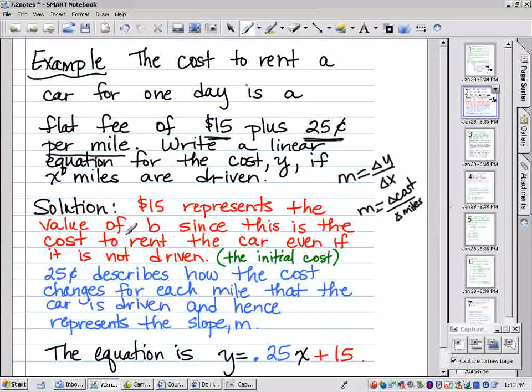So the 15 represents the value of b, since that's the cost to rent the car even if it's not driven, right, for 0 miles. 25 cents describes how the cost changes for each mile that the car is driven, and hence represents the slope m. So we have everything we need to put into the equation. It is just y = 0.25x + 15. Now understand, the 0.25 had to be converted to the dollar amount, right? 25 cents is equivalent to $0.25. So we had to have equivalent units listed there.